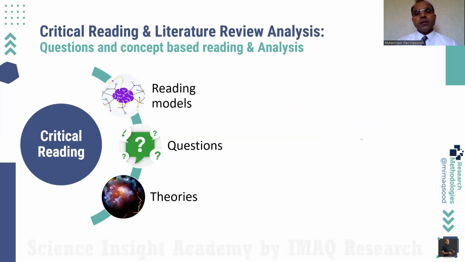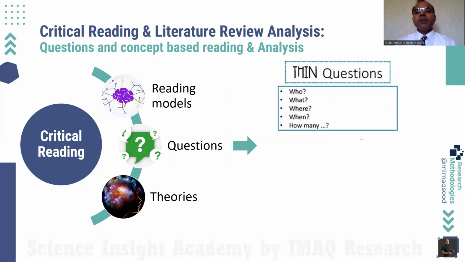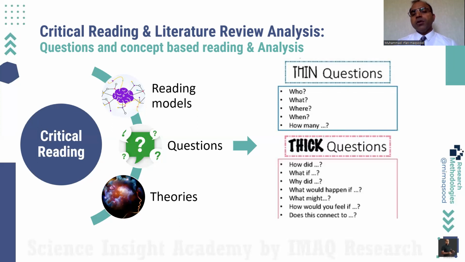The second important type of critical reading that you have to follow is questions. What kind of questions do you have? For example, we talked about how when you are going to start the research, you should have the five WH questions: what, when, where, who. These are called thin questions. These are okay to start a research journey or knowledge journey. But to continue, you have to create your thick questions also.